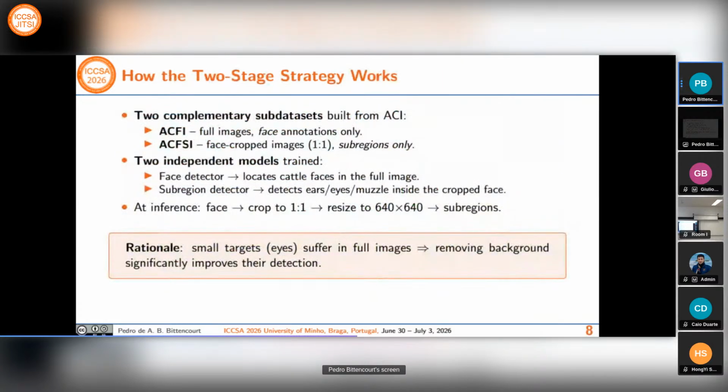Let me explain the rationale behind this 2-stage approach. The key insight is that small targets like eyes suffer significantly when detected in full images. The background introduces too much noise and the objects are just too small relative to the image. By first detecting the face and then cropping it, we effectively remove the background and make the subregions much more prominent.